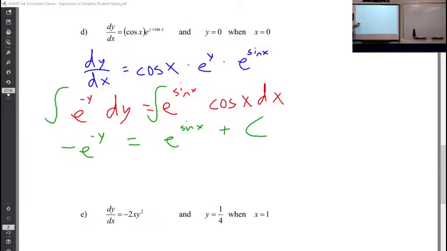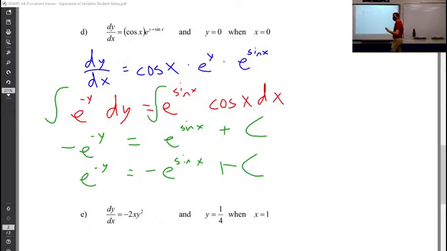I'm going to go ahead and get this negative out of the way. So that means we're multiplying this by negative 1. So this is negative e to the sine of x. A negative number is still a number, so it's still plus c. And now we need to separate out and make sure to get y by itself.